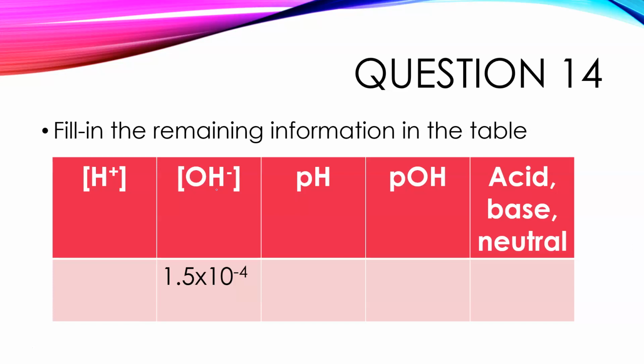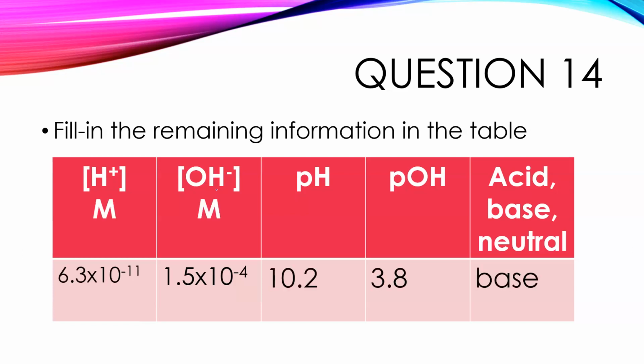Now I want you to fill in the table knowing that you have a hydroxide ion concentration of 1.5 times 10 to the negative 4th. Pause this video and come back once you've filled in the other 4 boxes.